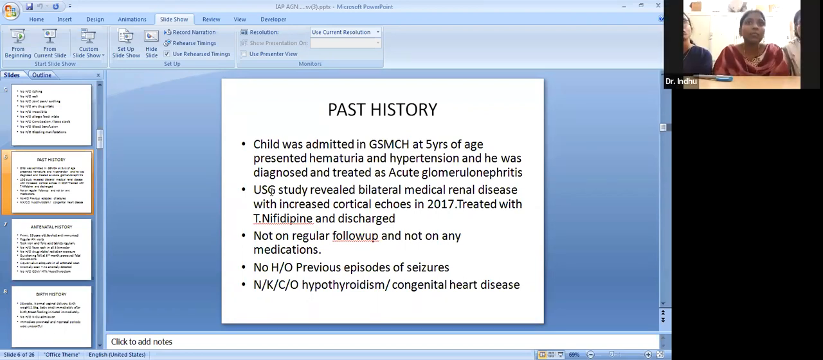Ultrasound study revealed bilateral medical renal disease with increased cortical echoes in 2017, treated with tablet nifedipine and he got discharged. And the child was not on regular follow-up and not on any medications. No previous episodes of any seizure. No, it's not a known case of hypothyroidism or congenital heart disease.